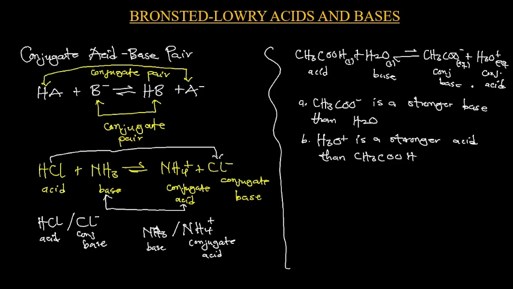So based on this observation, what can we conclude? We can say that a weak acid always has a strong conjugate base. If the acid is weak, like CH3COOH, ethanoic acid, its conjugate base is a strong base. So this is a weak acid, and this is a stronger base. We also observe that water over here is a weak base, however it gives rise to a stronger conjugate acid. These are some observations we can make from this particular reaction.